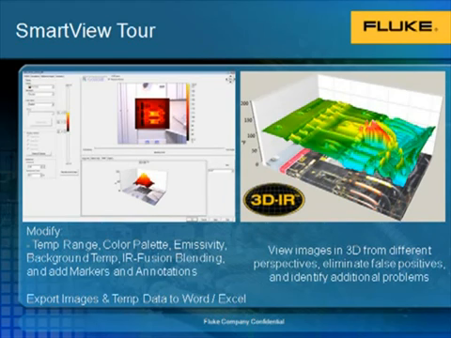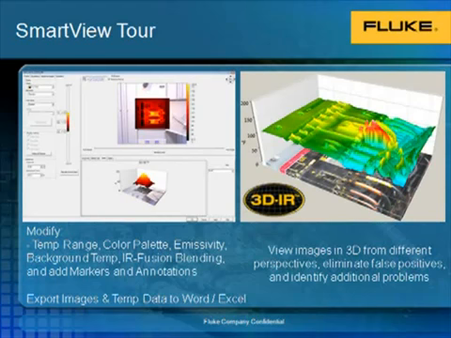Here are a few sample screenshots of the SmartView software. On the left we see the image edit function within the software. This allows you to modify the temperature range, color palette, emissivity, background temperature, the IR Fusion blending level, as well as add markers and text annotations. This also allows you to export images and temperature data to either Word or Excel.